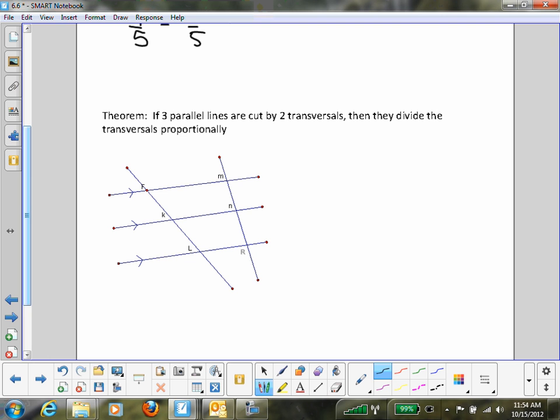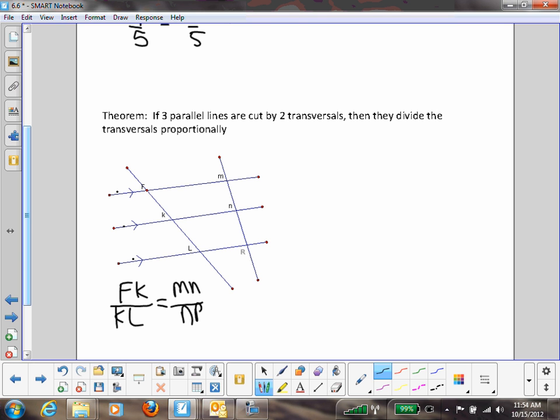So given that these 3 are parallel, then we can say that FK over KL is going to equal, what are we going to say? MN over something. This is a form of the triangle proportionality, because if we were to extend these out, wouldn't we have a triangle? Wouldn't you see that we have triangles going on in there? Okay, Athena? Because we have 3 pairs of parallel lines, not just 2.